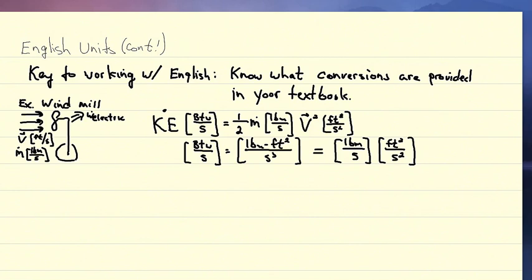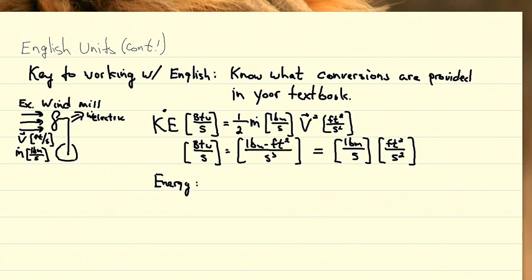Okay, so now if we go to the back of our book and we look at the conversion factors that are listed there, and if we look under the category of energy, we will find a conversion that says 1 BTU per pound mass is equal to 25,037 feet squared per second squared.